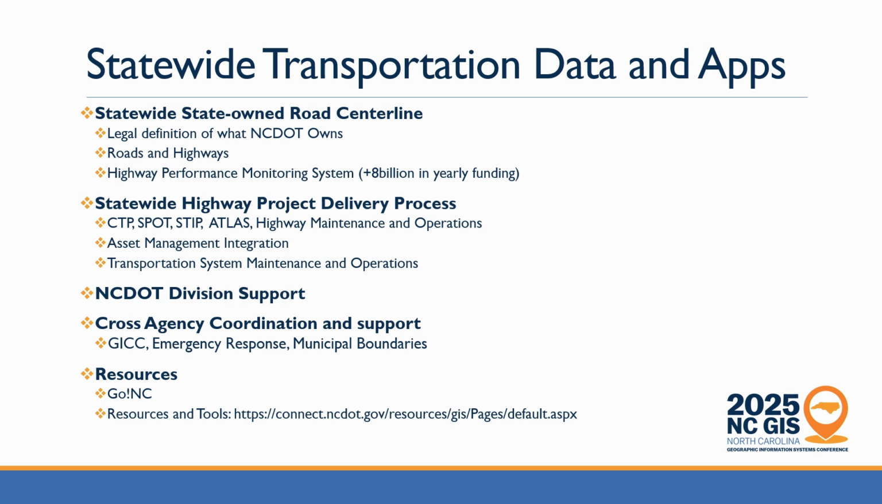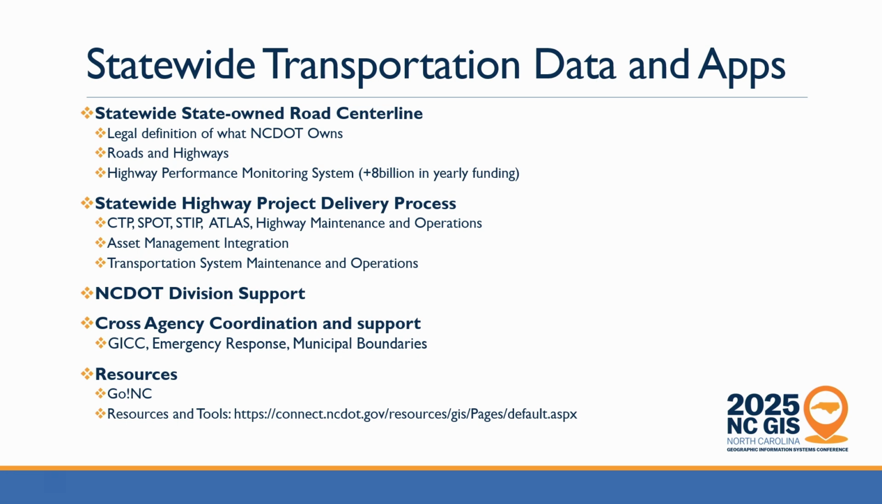So we produce a bunch of different data that's consumed by the public. The biggest one that comes to mind is the statewide road centerline. It is the legal definition for what NCDOT owns. It is not the cartographically correct definition of what NCDOT owns, and people make that assumption all the time, that it's like the definition of a beautiful centerline. It's really not. It is a definition of what the state owns, and so that's important to remember.